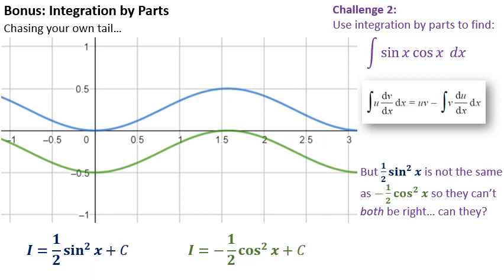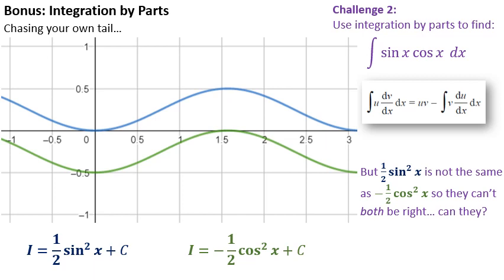Well, the secret here is that the curves I've drawn are just examples of the two functions written down underneath. The blue curve is actually y equals a half sine squared x, and the green curve is y equals minus a half cos squared x, not minus a half cos squared x plus c. The plus c is crucial here, because that represents an arbitrary constant, which can be anything, any number that you add. If you think about it, all we're saying is, if you differentiate minus a half cos squared x plus a constant, you will get sine x times cos x.